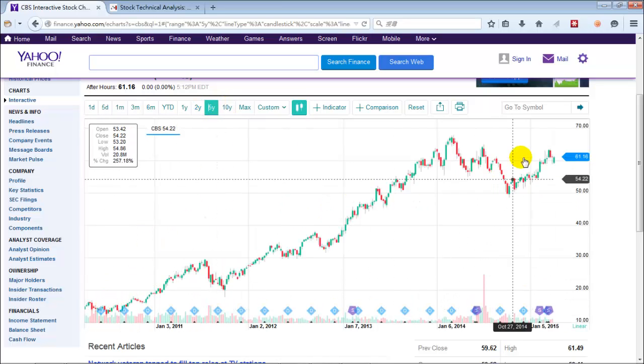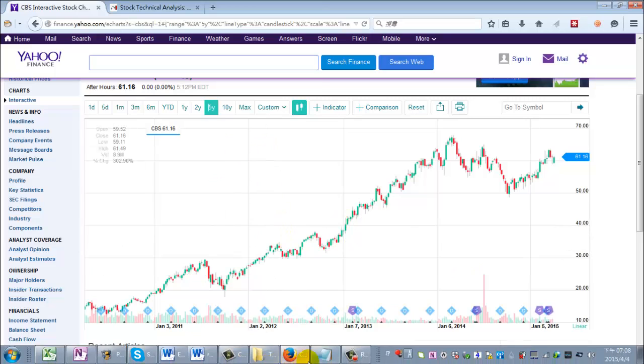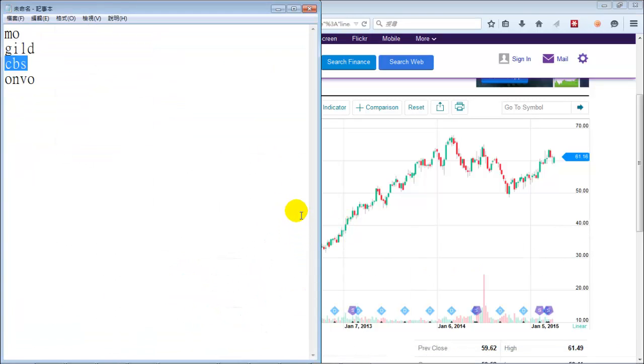As you can see, for 5 years it's been going up. So those are the stock picks for the week of April 6, 2015.